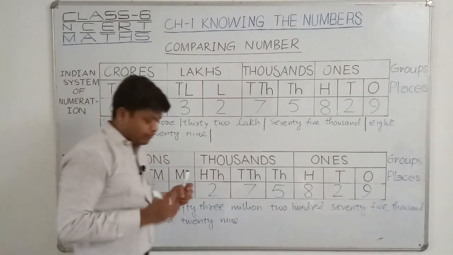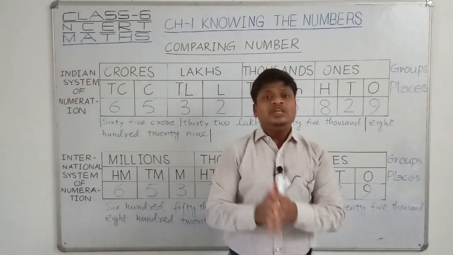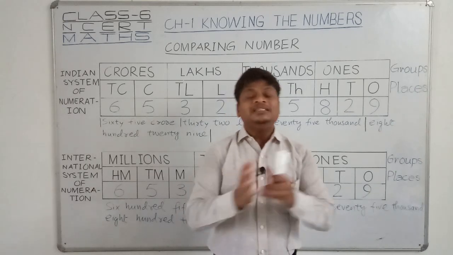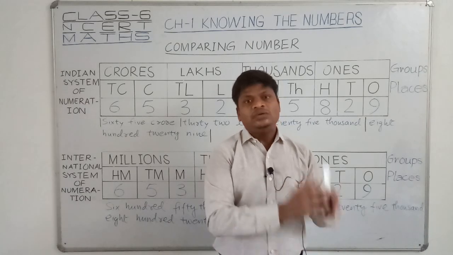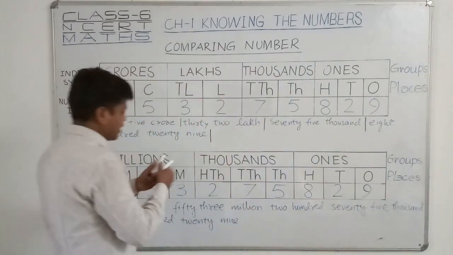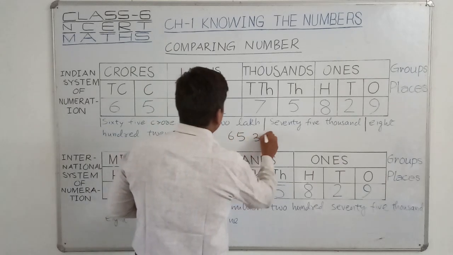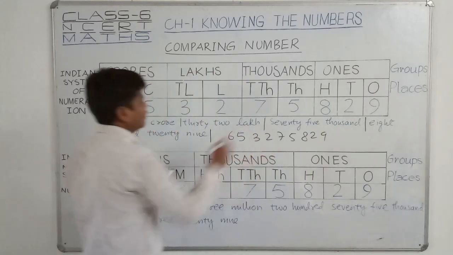And here one thing you have to remember, whenever we write the bigger number we use the comma, right? Why we use the comma? Because we can easily read that number when we apply the comma or the separator into that number. Just like this number I can write here, that is 65,32,75,829. This is our number, right?